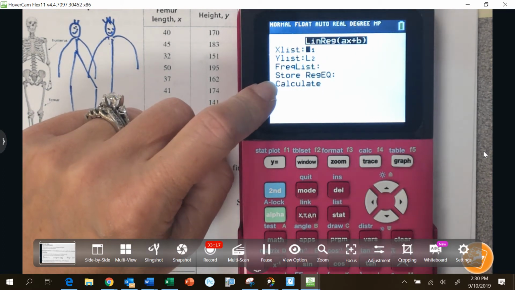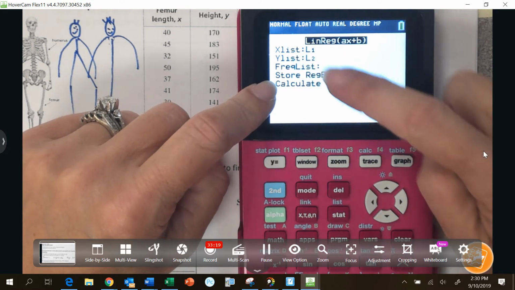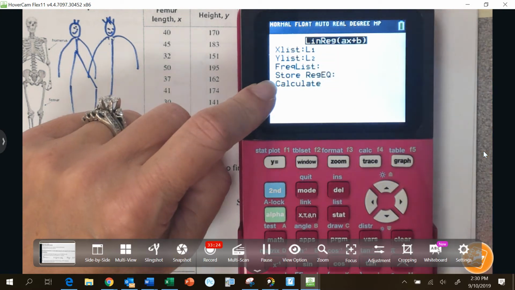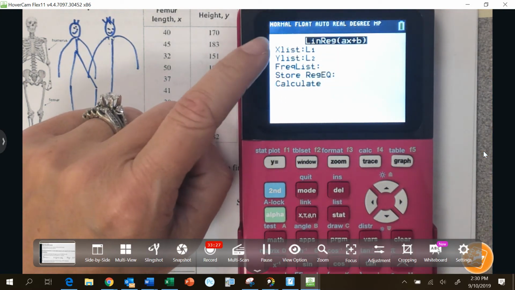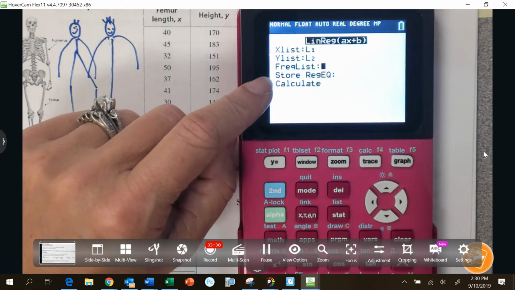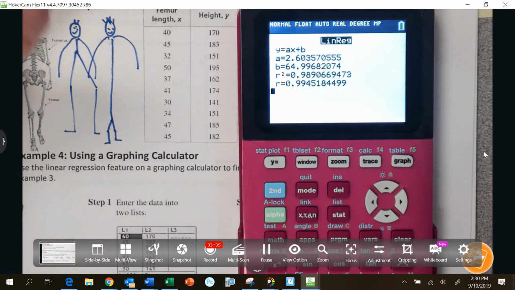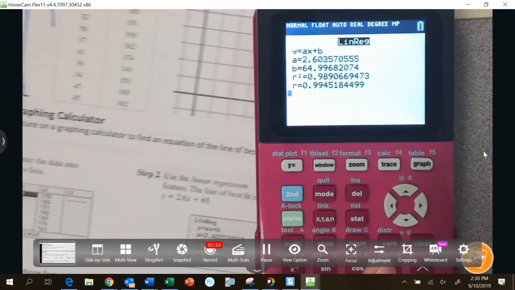When we do this, because your L2 is missing, you have to change that to an L3. Since my stuff is in L1 and L2, I'm just going to hit enter a bunch of times till I hit enter on calculate, and it will tell me all this amazing information. Stat, calc, 4, enter. Got it.